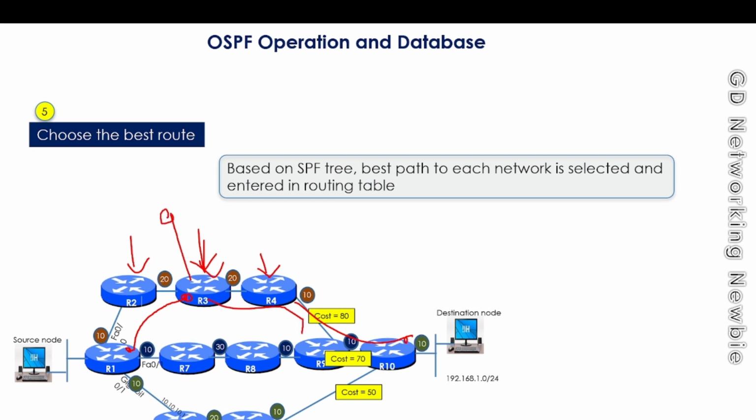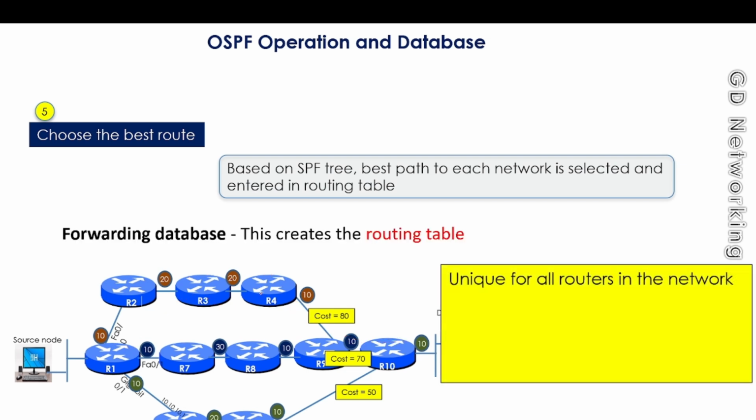In the same way, this router in that area will also be running this algorithm on that shortest path first tree, and it will be selecting the best path to reach every other network in that particular area. They will enter these entries in the routing table. This creates a forwarding database which actually creates the routing table. Important thing is that this routing table will be unique for all routers in the network. So this routing table will be unique for this router, and this will be unique for this router. Every router will have its own routing table.